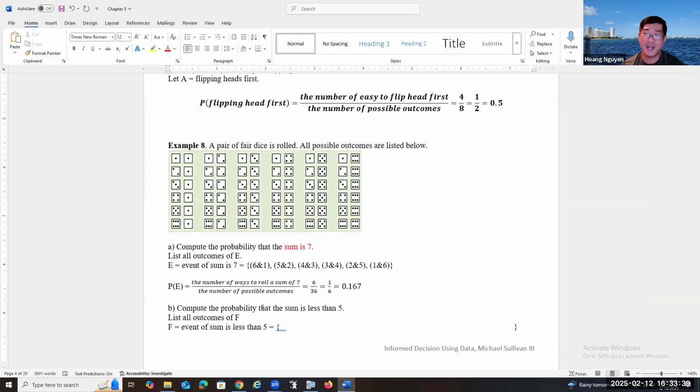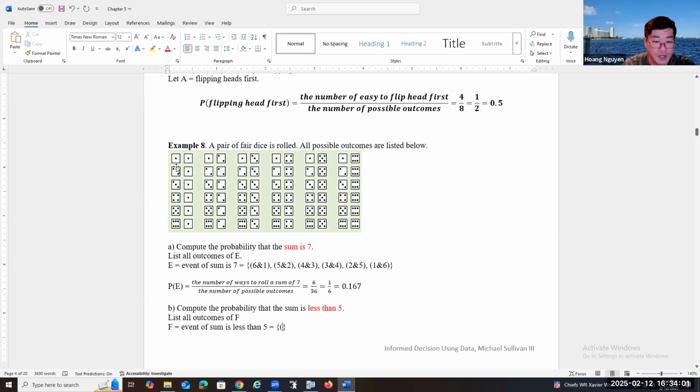Now, you can give it a try for the next question. Let's see what the answer for question B is going to be. Compute the probability that the sum is less than 5. So let's list the possible outcomes that are going to give you the sum less than 5. How many possible ways can we get a sum less than 5?